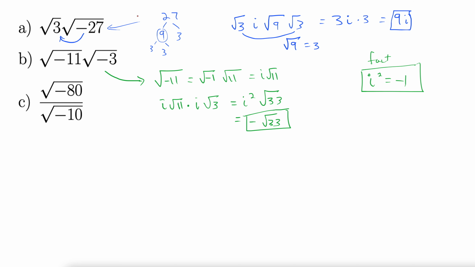But let's look at a wrong answer for this. Okay, so now I'm going to combine these under a single radical. So this is rad of negative 11 times negative 3. Well, negative 11 times negative 3 is positive 33, rad 33. Do you see the problem here?